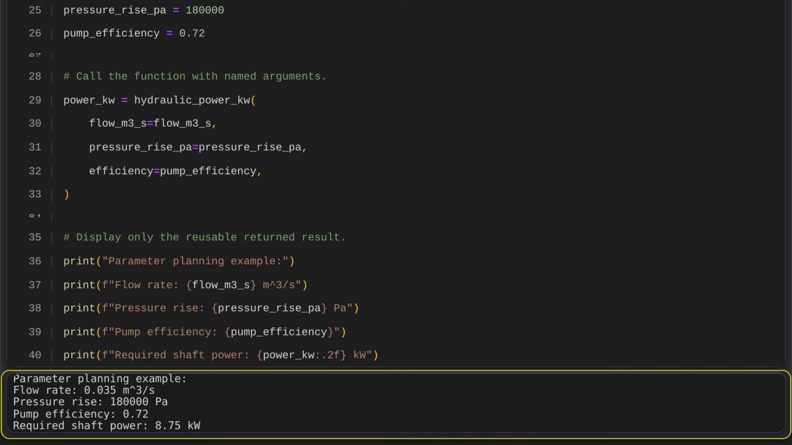This script estimates the hydraulic power a pump needs in kilowatts using flow rate, pressure rise, and efficiency. It validates that flow rate and pressure are not negative and that efficiency is between 0 and 1. The calculation multiplies flow rate by pressure rise, divides by efficiency, and converts watts to kilowatts. For the given inputs, the required power is about 1.75 kilowatts.